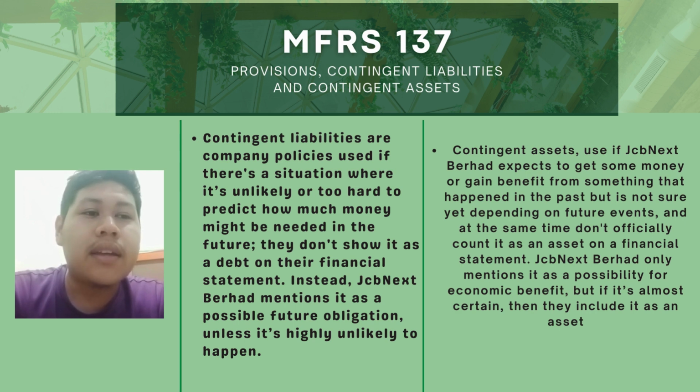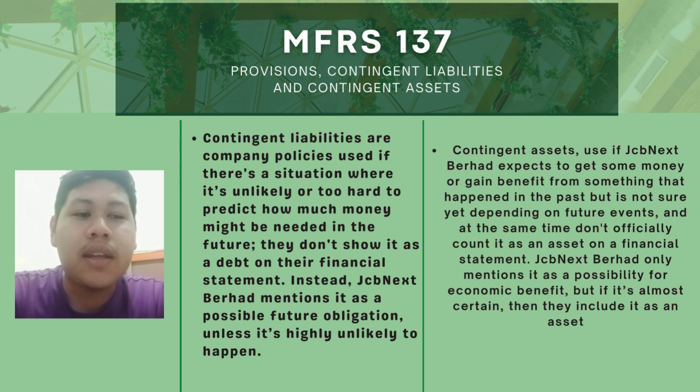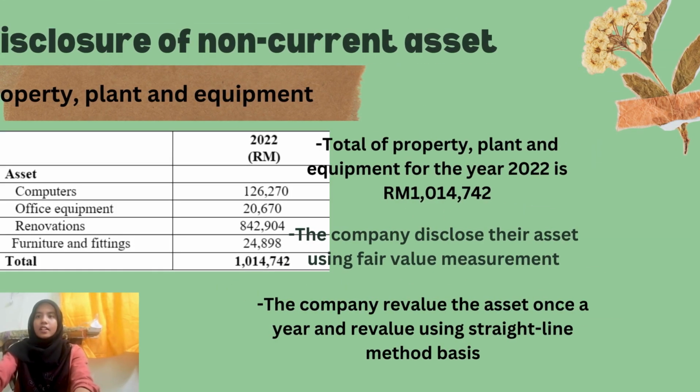For contingent assets, JCB Nets Berhad expects to get some money or gain benefit from something that happened in the past but is not sure yet, depending on future events, and at the same time does not officially count it as an asset on the financial statement. JCB Nets Berhad only mentions it as a possible economic benefit, and only when it is almost certain do they include it as an asset. Disclosure of non-current assets.